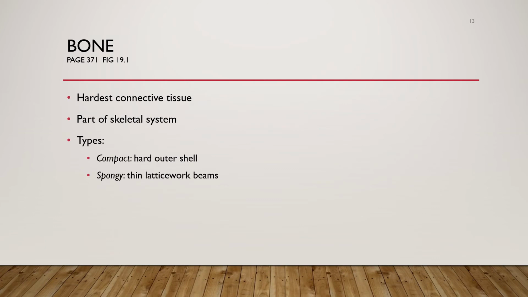One of our hardest types of tissues that we have in our body is our bone. The definition for our bone, the compact and the spongy bone, is on page 354, but I have referred you to page 371 if you want to see a picture of what the bone looks like on the inside, but that will be coming up in chapter 19. So just a little overview of the bone.